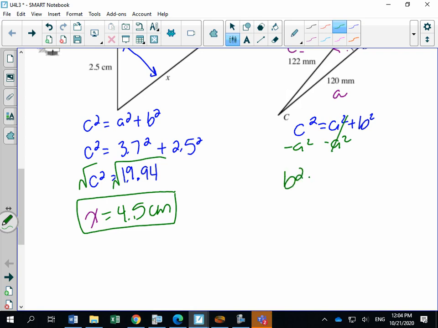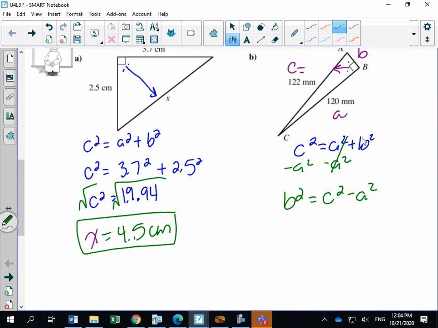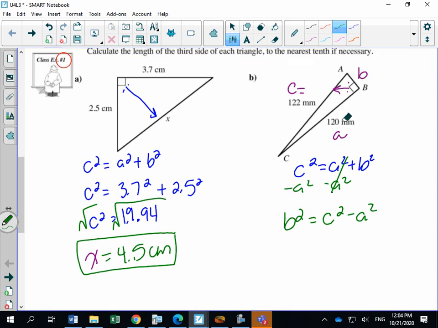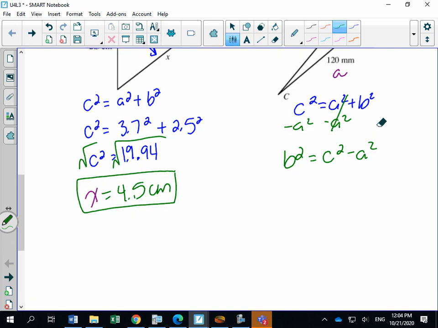Then what you have is B squared is equal to C squared minus A squared. Essentially, I never do this. I always just say to myself, if I'm solving for a side other than the hypotenuse, it is always going to be the hypotenuse minus the other side. So it's always the hypotenuse first, minus the other given side. So this would be B squared is equal to the hypotenuse, 122 squared, minus 120 squared.